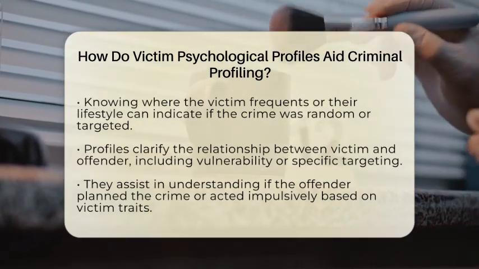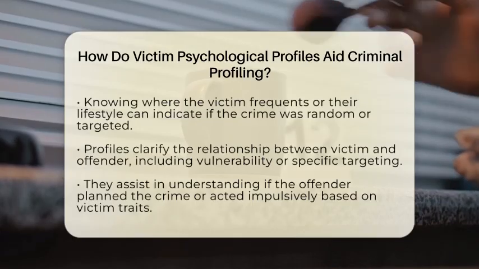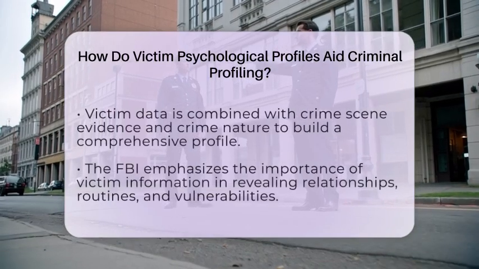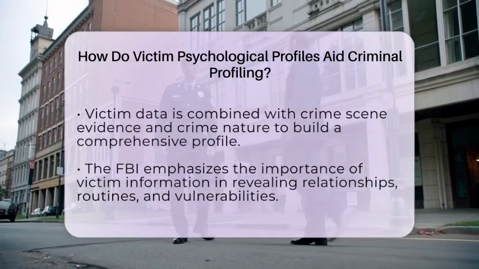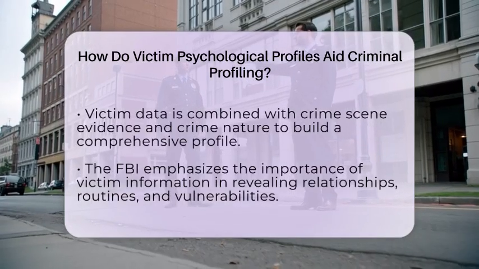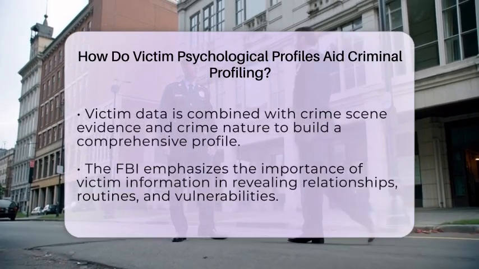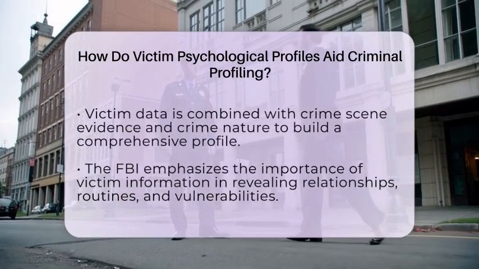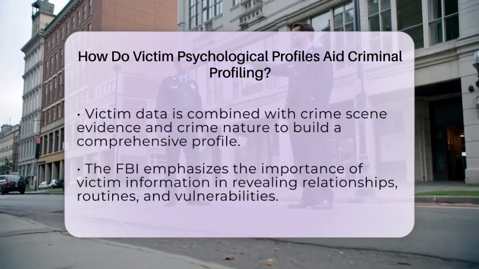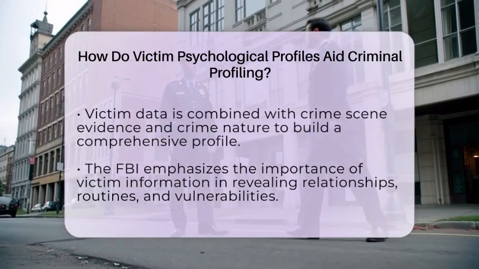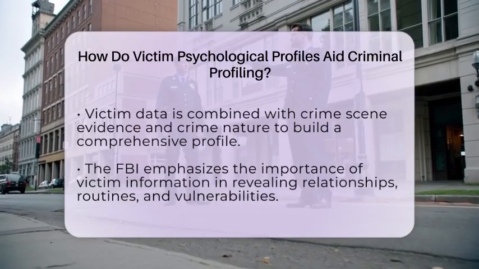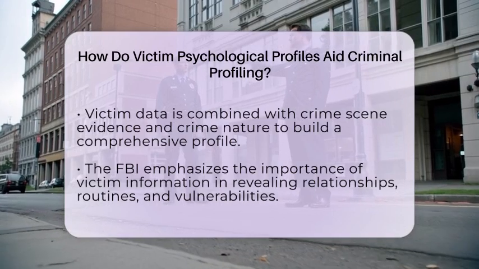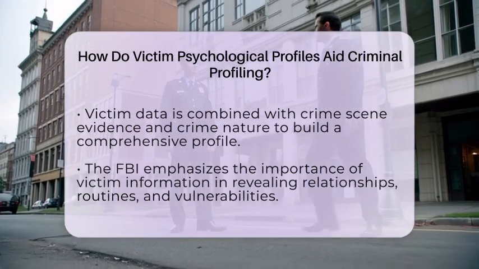In the broader process of criminal profiling, victim data is combined with evidence from the crime scene and the nature of the crime itself. The Federal Bureau of Investigation's Behavioral Science Unit emphasizes how important victim information is. It can reveal relationships, routines, and vulnerabilities that might not be obvious at first glance. For example, in cases of sexual assault or homicide, understanding the victim's habits can help identify how the offender gained access or why they targeted that person.